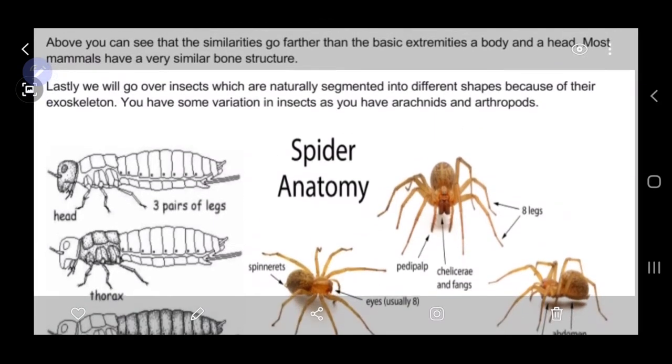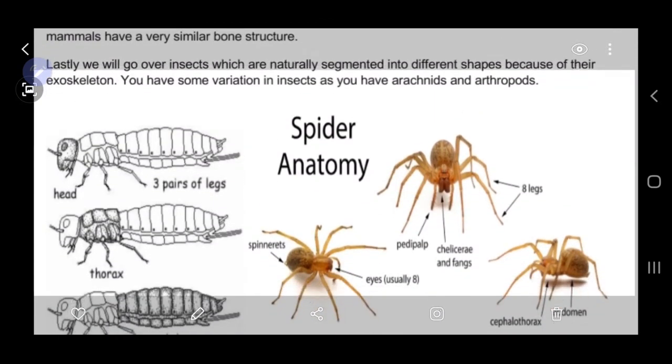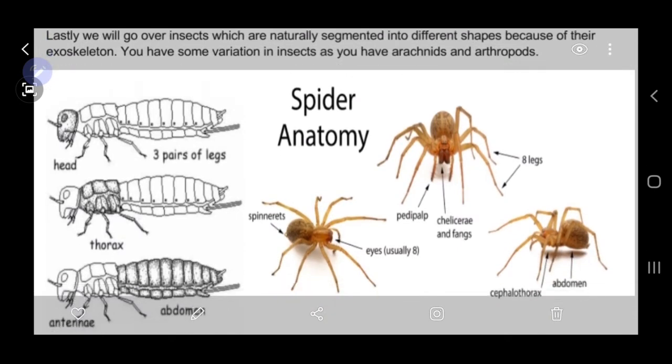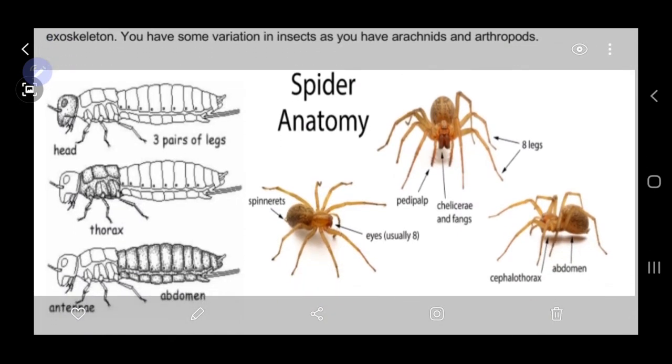So an arthropod or an arachnid. An arthropod would be like a millipede, I believe, or a mite or a centipede. And that's kind of a different category. But an arachnid still has the head, the thorax, and the abdomen. The difference being that they have 8 legs instead of 6 legs.